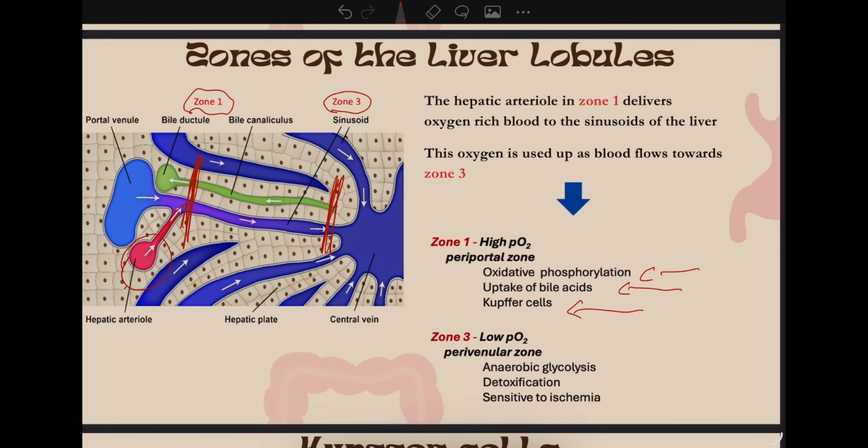On the other hand, the cells that are receiving low oxygen in zone 3 are doing anaerobic glycolysis because they don't have oxygen. They do the detoxification, okay. And they are sensitive to ischemia. This is a very important part because they can't afford to lose any more oxygen. They already have very low levels of oxygen. So the first part of the liver that's damaged when there is lower oxygen than usual is zone 3 because it already has low oxygen. So any less than that and it's gone.